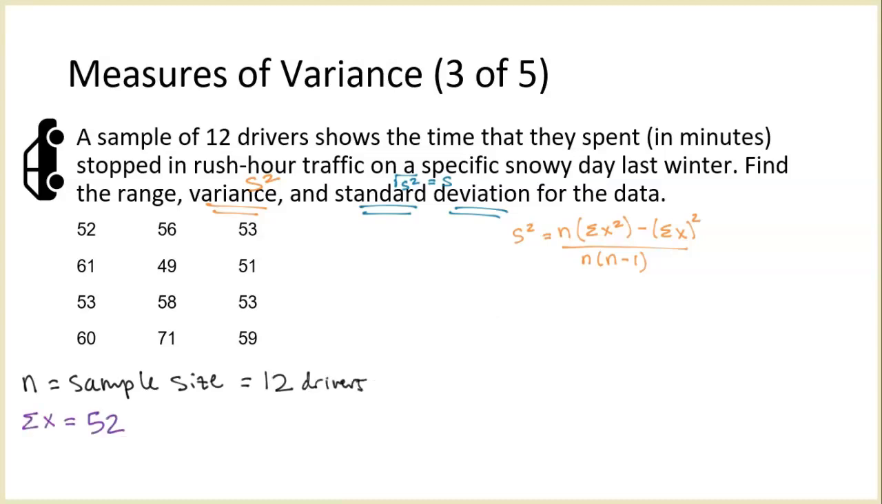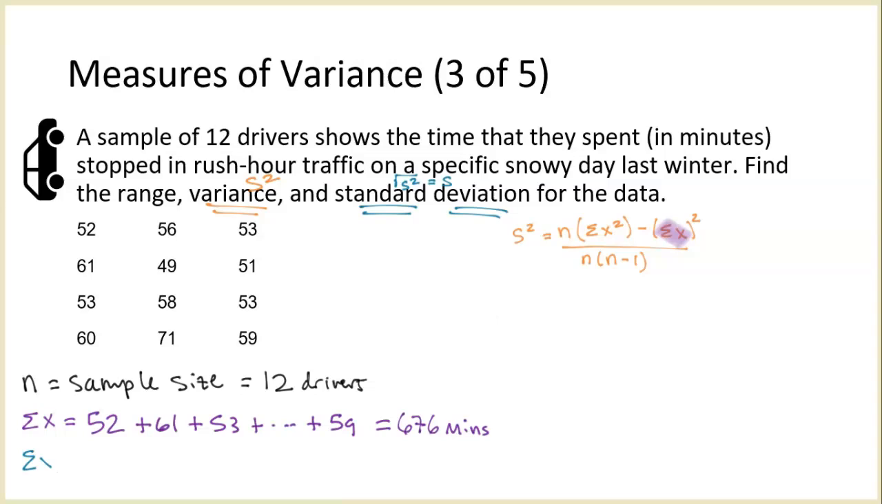And then we find the sum of the data. That's adding all the numbers together, so 52 plus 61 plus 53, all the way to 59. And we do that, and it gives us 676. And that value is in minutes. So that's the total number of minutes spent in rush hour traffic for the 12 drivers on a snowy day last winter.